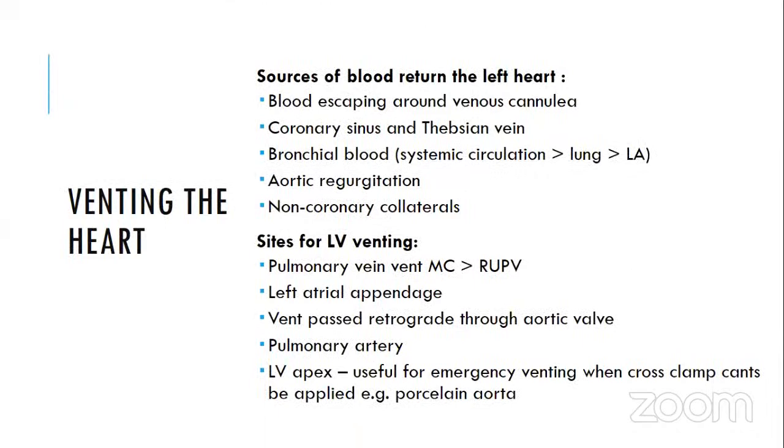So sources of blood returning to the LV are blood escaping around the venous cannula, coronary sinus and Thebesian veins, bronchial blood, aortic regurgitation, and non-coronary collaterals. Different sites for LV venting: the pulmonary vein, most commonly the right superior pulmonary vein, the left atrial appendage, a vent passed retrograde through the aortic valve, the pulmonary artery, and the LV apex. This is useful for emergency venting when the cross clamp cannot be applied, as in a case of porcelain aorta.